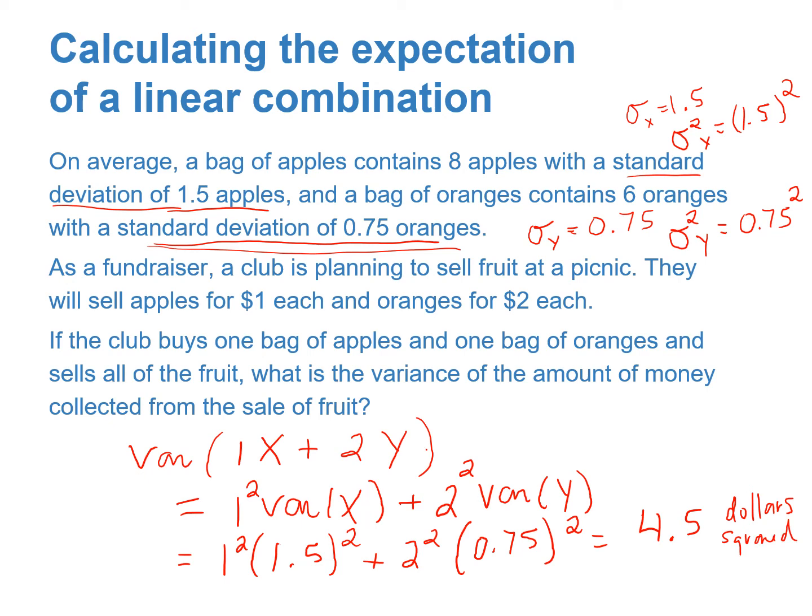Remember, when we are looking at variance, because we've squared everything, we get these squared units, which is strange. And so if we want to find the standard deviation, which will bring us back to our original units of dollars of this amount of money we generate, it's going to be the square root of the variance, which is approximately equal to $2.12.